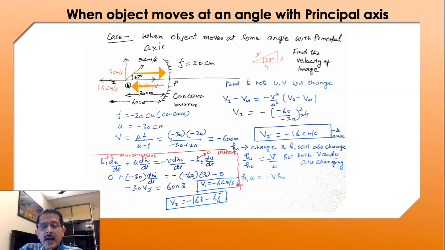Remember, we are talking about the instant. Now at this instant, the height of the image is 0 because it is on the x-axis yet. Okay, so this is 0, so this whole becomes 0.